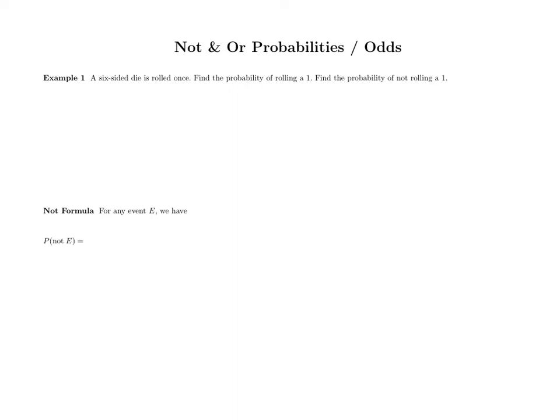This says a six-sided die is rolled once. Find the probability of rolling a 1, then find the probability of not rolling a 1. To solve this, I'm going to list out the sample space. If you roll a six-sided die, there are 6 things that can happen. You can roll a 1, 2, 3, 4, 5, and 6.